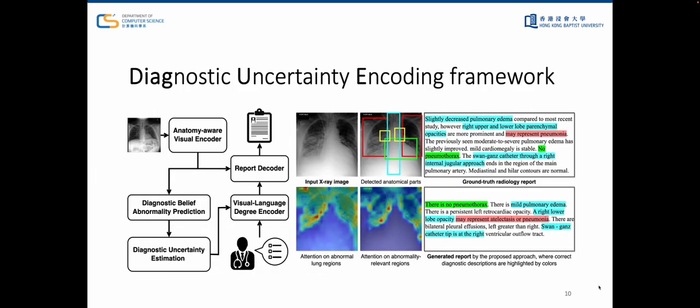So we propose our diagnostic uncertainty encoding framework, where the details of the technical parts and the model architectures could be found in our paper.